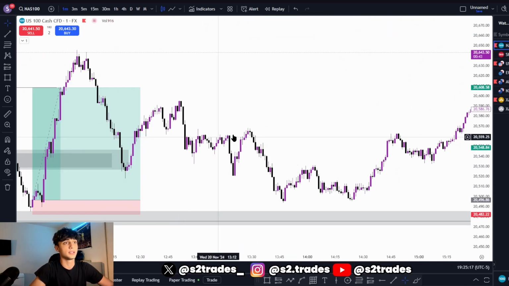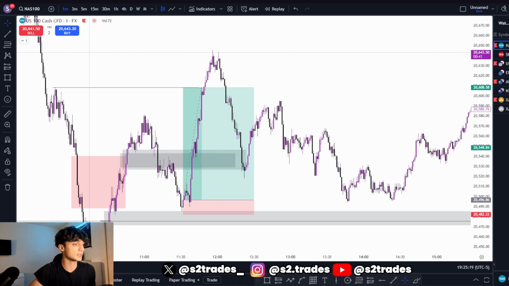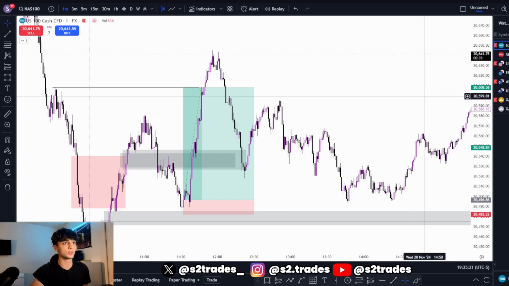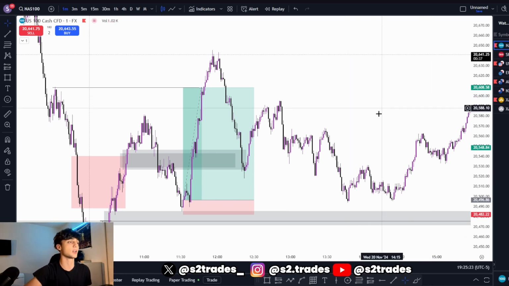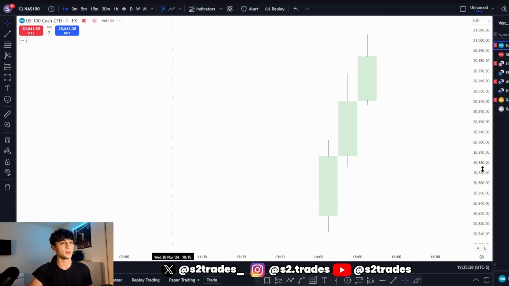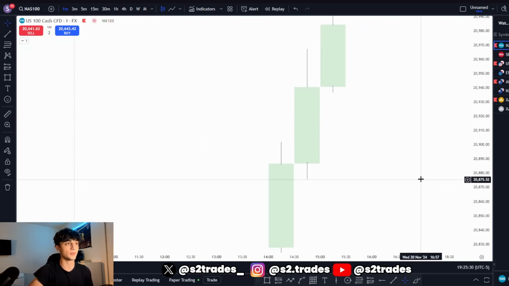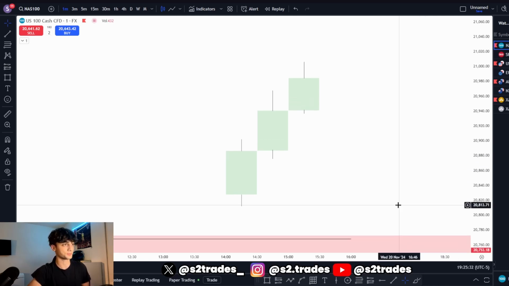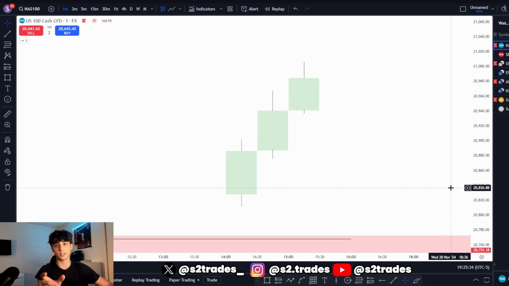Now, this is something that is pretty well known. Everybody knows what I just taught you, or most people know what I just taught you. If you didn't know this, then you're welcome. I just helped you out. But there's a few more things about fair value gaps that we have to look at. And this is why I kept it to the end, because of the inexperienced traders.